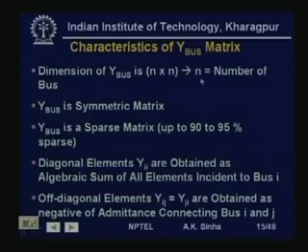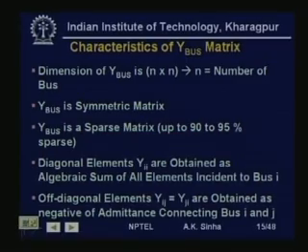Okay, so what are the characteristics of the Y bus matrix? The dimension of Y bus is n by n, where n is the number of bus bars. So, for a 3 bus system, we had a 3 by 3 matrix. If we have a 1000 bus system, we will have a 1000 by 1000 matrix. Another aspect is that Y bus is symmetric.